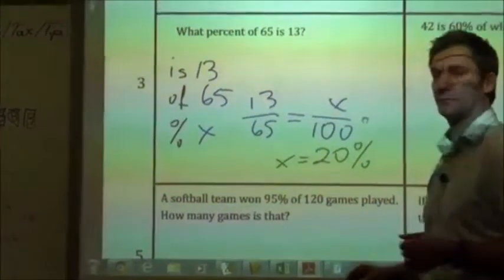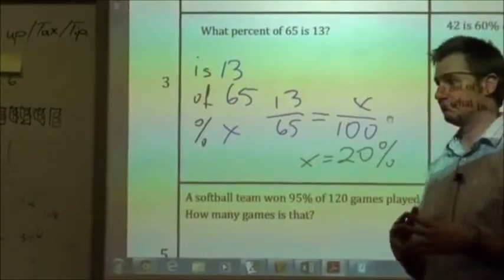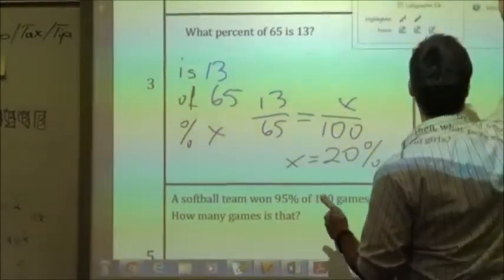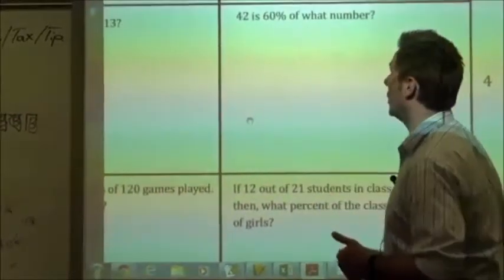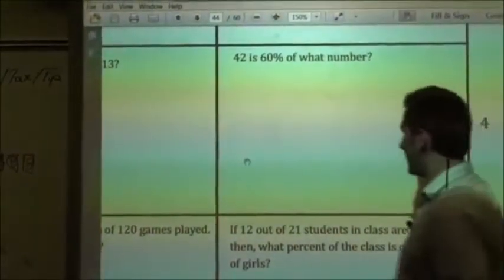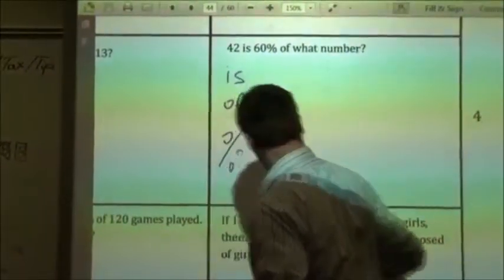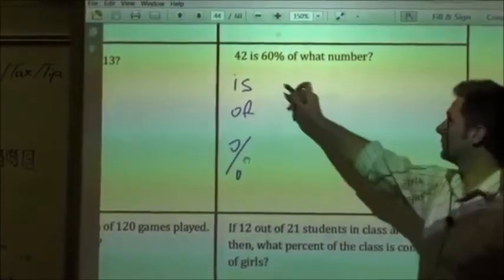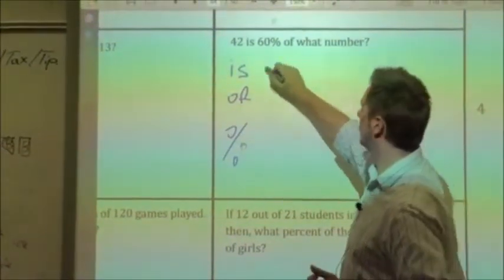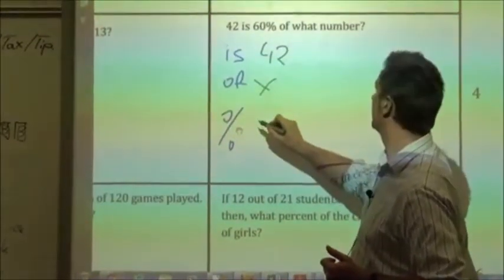Excellent. Very good. Questions? Concerns? Are we good? Simple? All right. Number 4. 42 is 60% of what number? Once again, is, of, and percent. What's on top? What is? 42. Of. X. Percent.